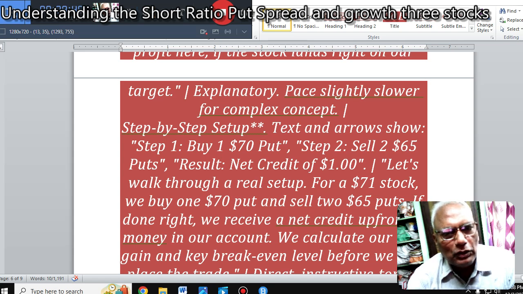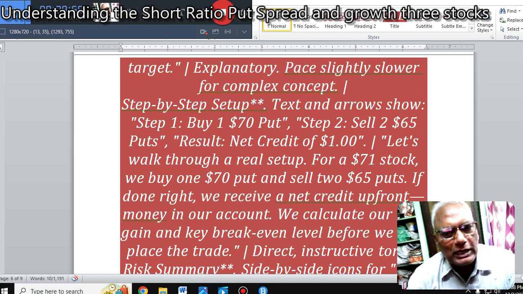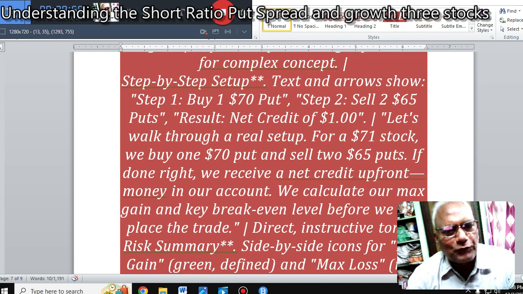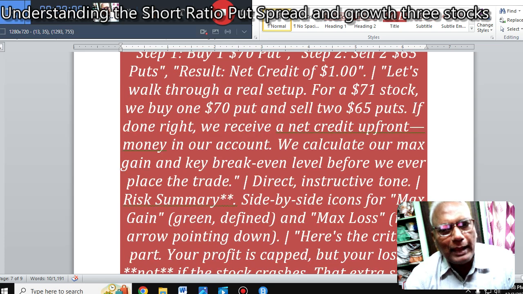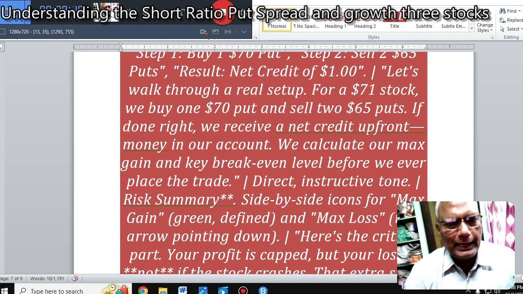Let's walk through a real setup for a $71 stock. We buy one $70 put and sell two $65 puts. If done right, we receive a net credit upfront, money in our account. We calculate our maximum gain and break even level before we ever place the trade.